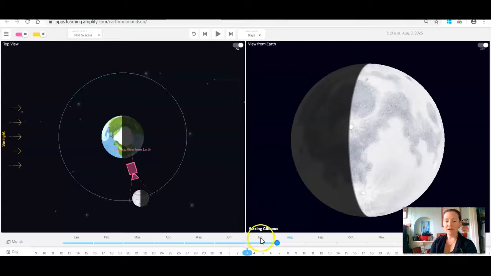And then down here it talks about what the shape of the moon is, if it's waxing or waning. All right? So hopefully you have all the tools that you need.